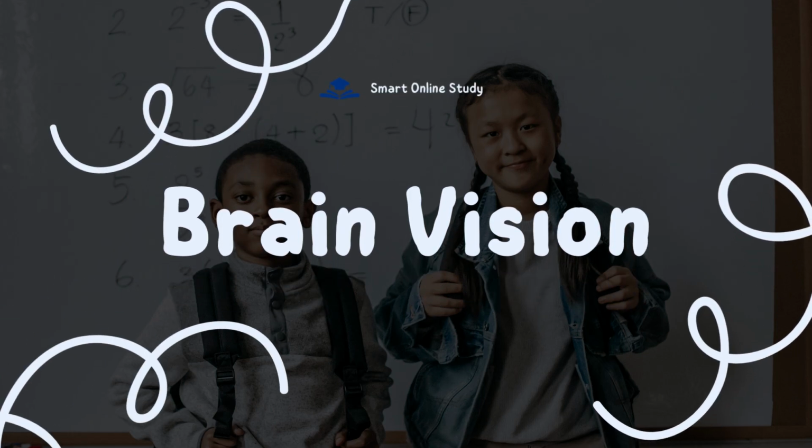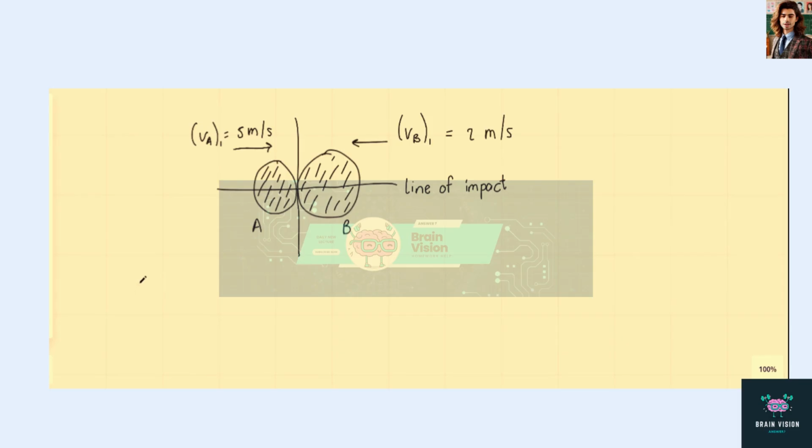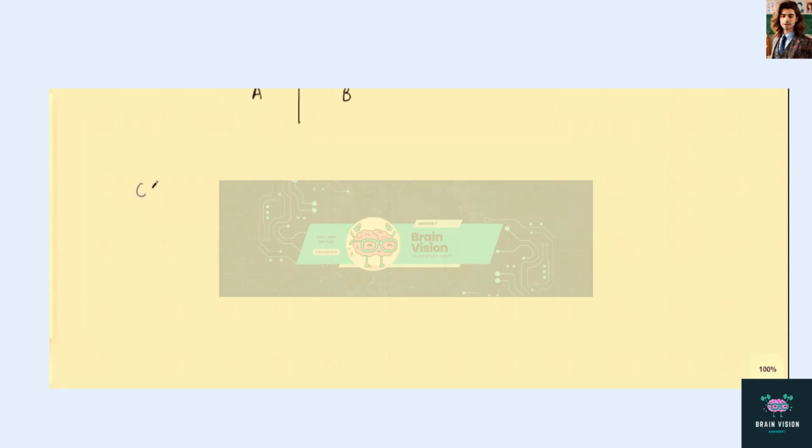Welcome to Brain Vision. In this problem, we have two disks of different masses which are moving toward each other with different velocities. They strike each other with a given coefficient of restitution, and we wish to calculate the final velocities of either disk. Now, the first thing we will do is use the conservation of linear momentum.